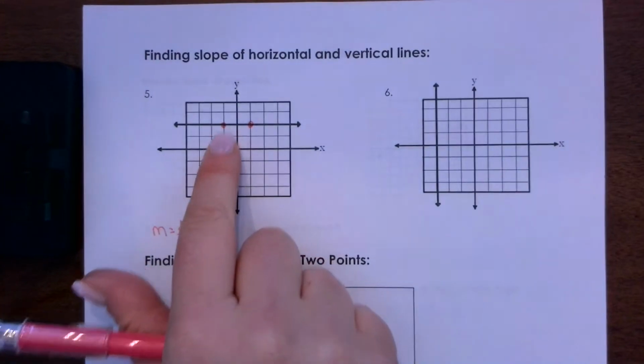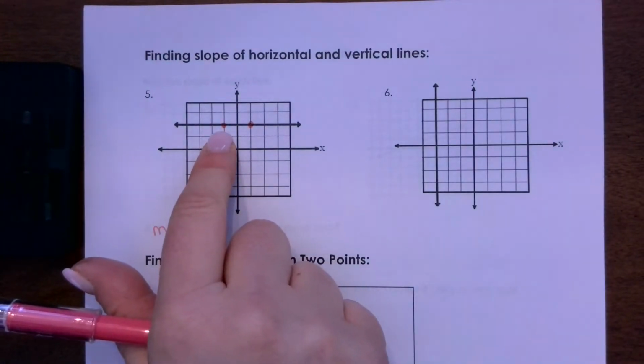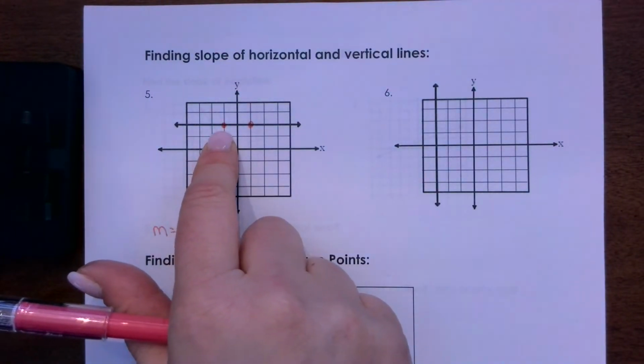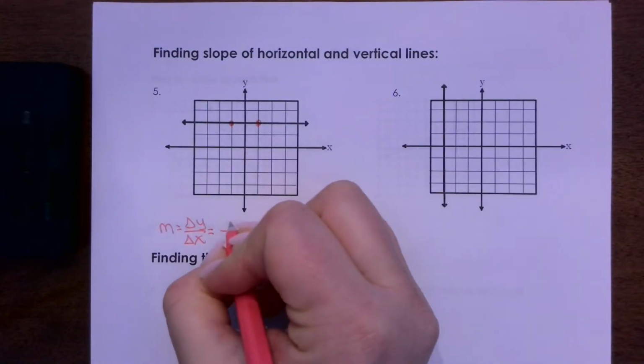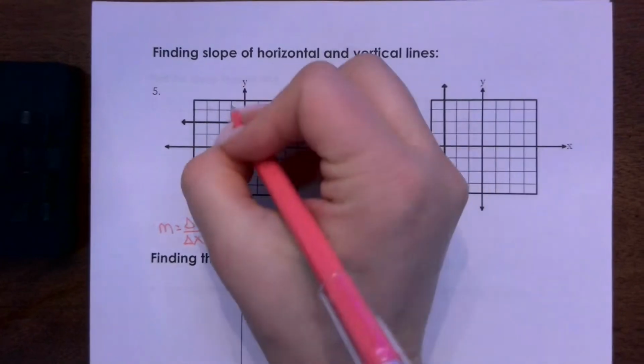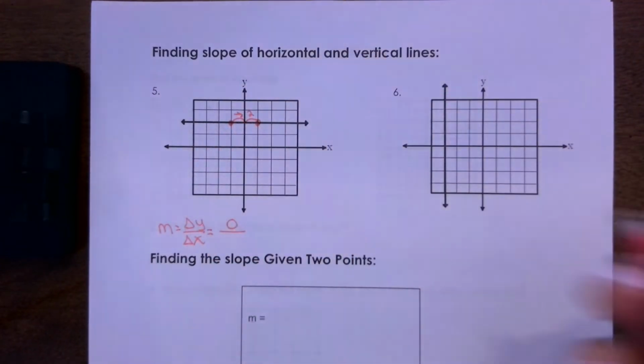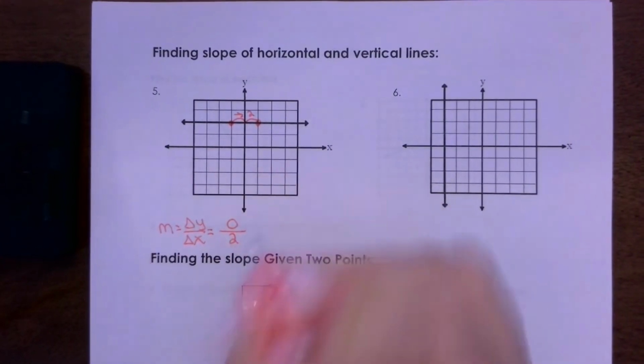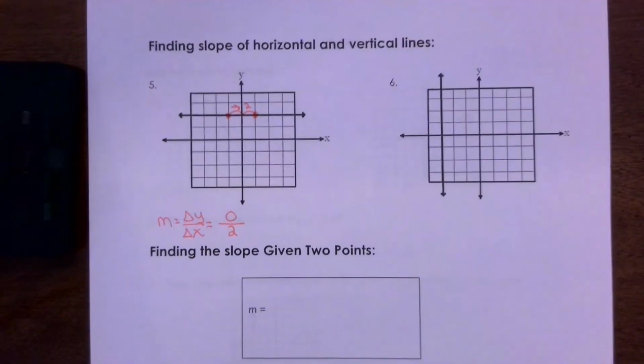Well, it's not going up or down. So there is no change in y. So my change in y is 0. If I look at my change in x, it goes right 2, and I've got a 2 in my denominator for my change in x.